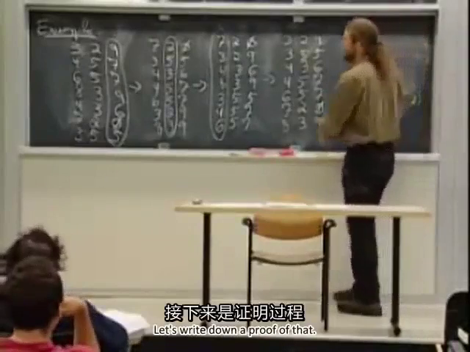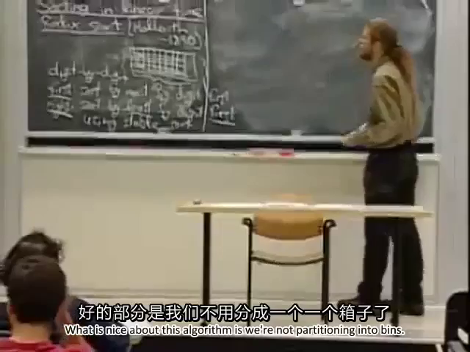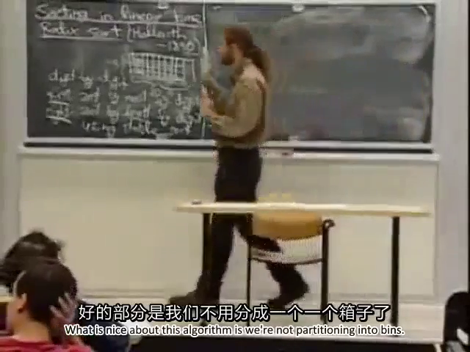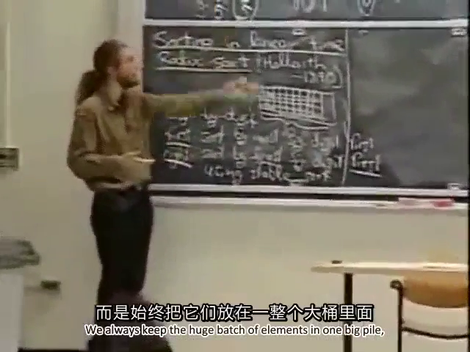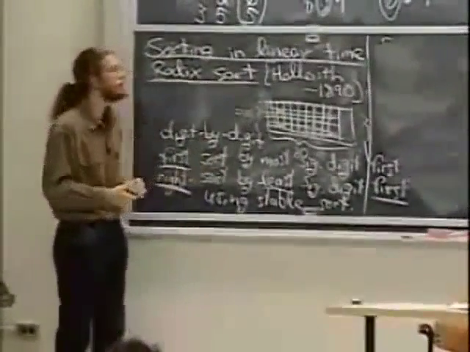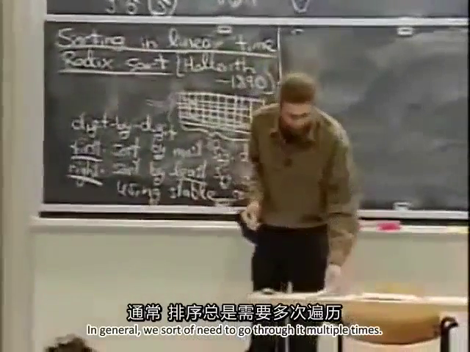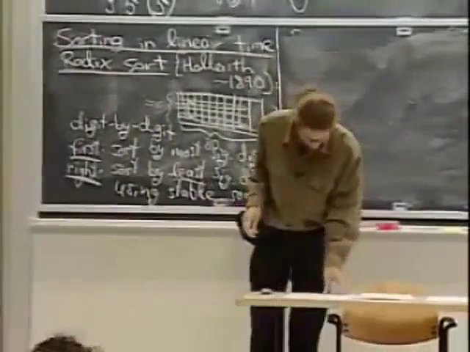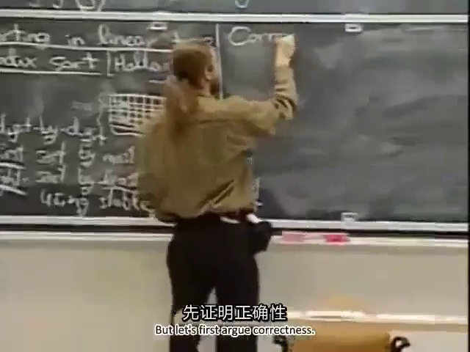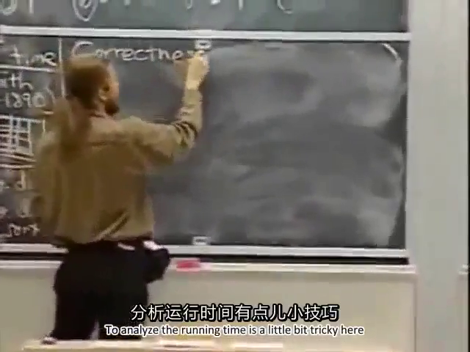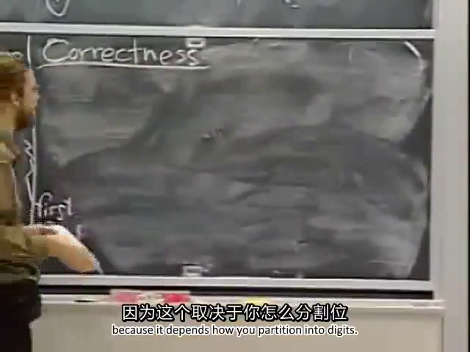So let's write down a proof of that. What's nice about this algorithm is we're not partitioning into bins. We always keep the huge batch of elements in one big pile, but we're just going through it multiple times. In general, we sort of need to go through it multiple times, hopefully not too many times. Okay, but let's first argue correctness. Then analyzing the running time is a little bit tricky here, because it depends how you partition into digits.